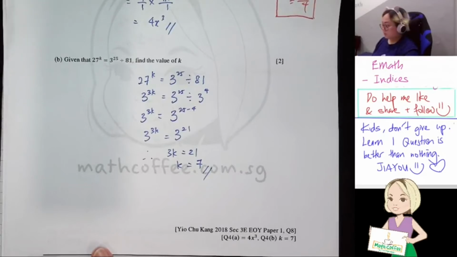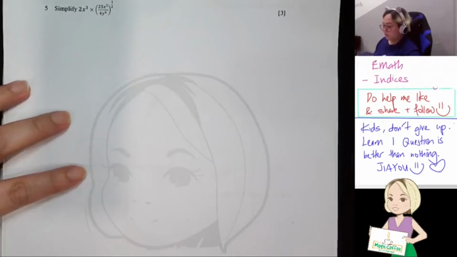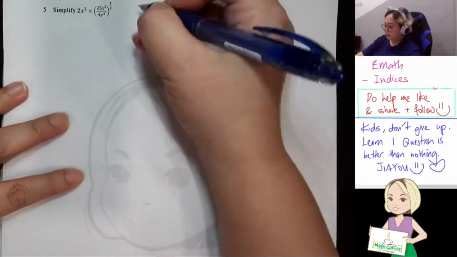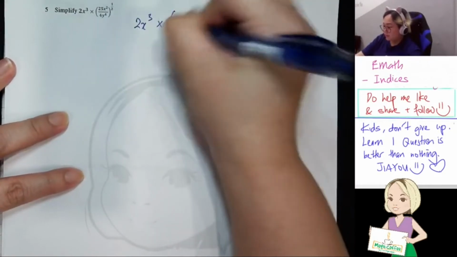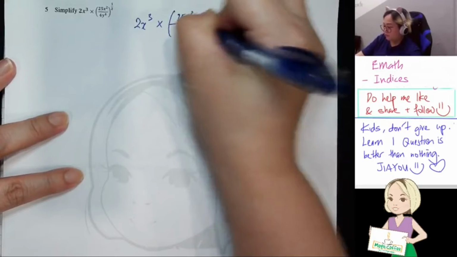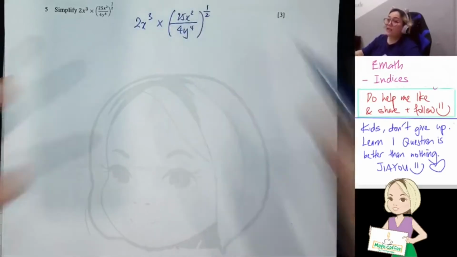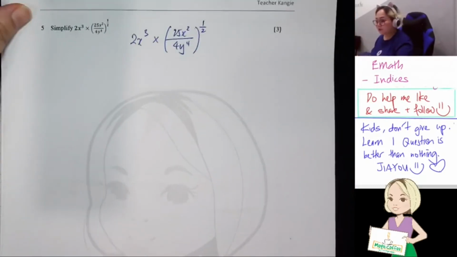Good. Okay. Next, this question 5, a 3 marks question. Let's write out the question first. 2x cubed multiplied by 25x squared over 4y^4 to the power of half. So actually, for indices, the laws are always fixed. Okay? The laws are always fixed.